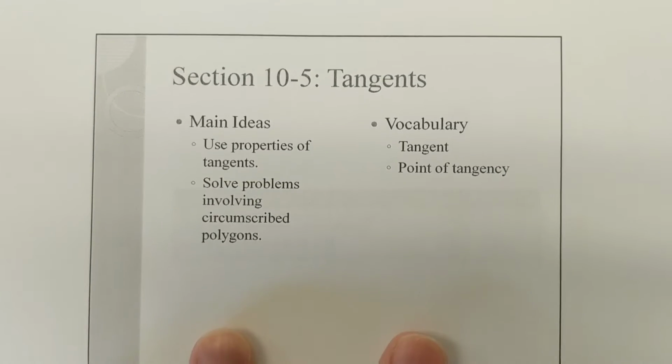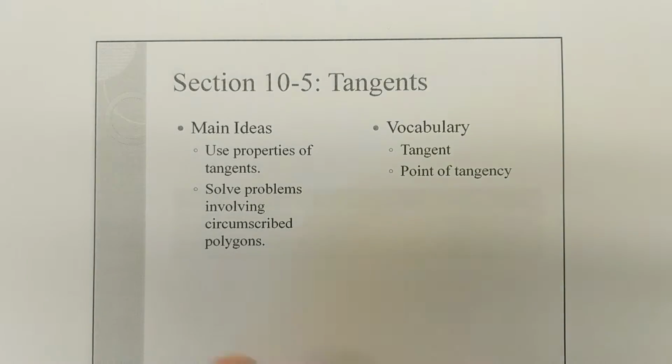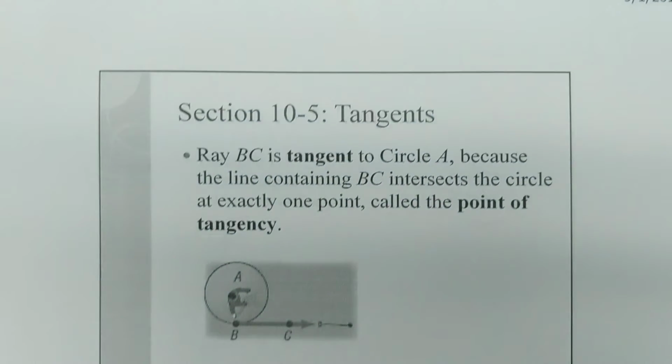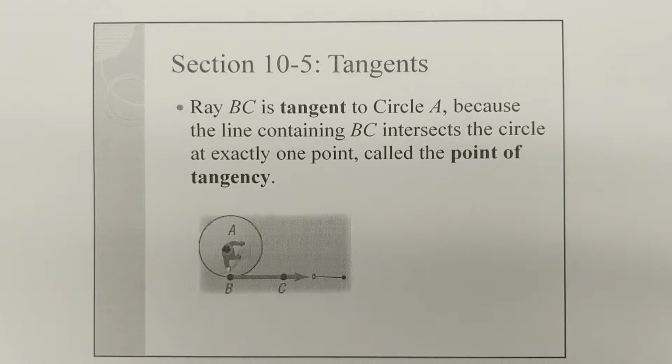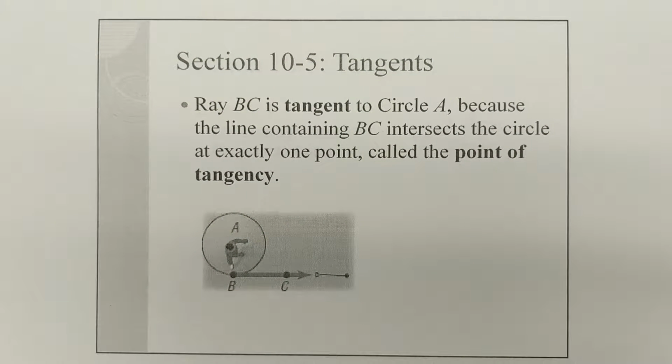Okay, here we have the notes for section 10.5, tangents. So there's our main ideas and vocab. When you're talking about a tangent line, you're talking about a line that intersects a circle, or touches a circle, at exactly one point, and that's the point of tangency.